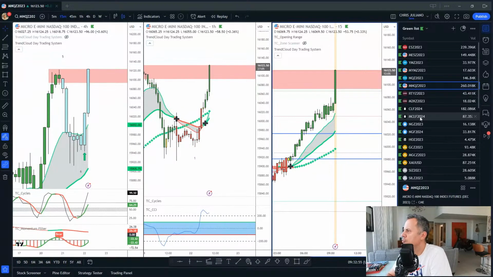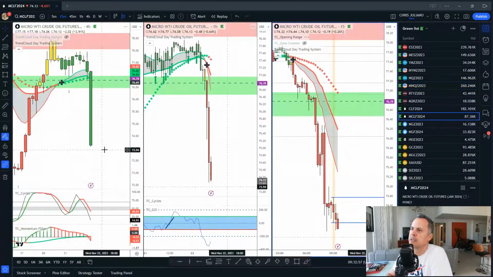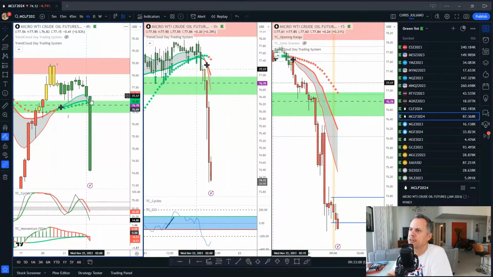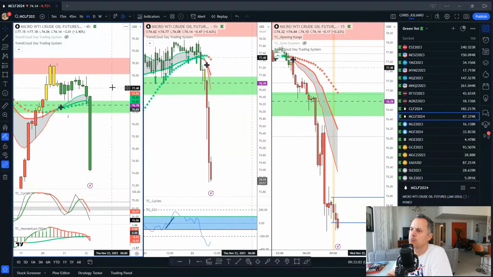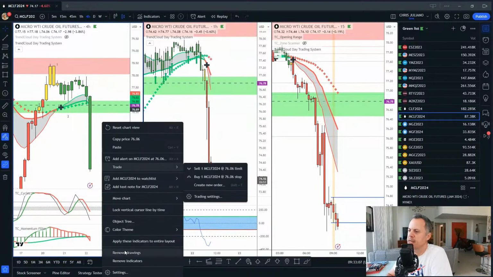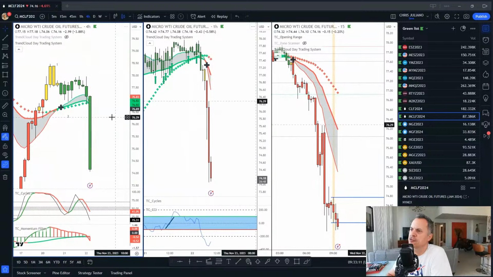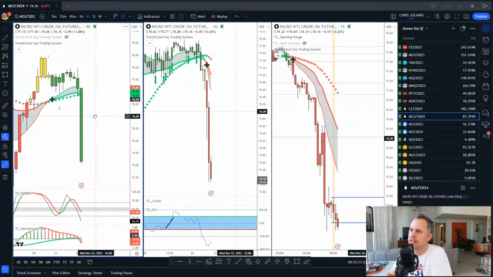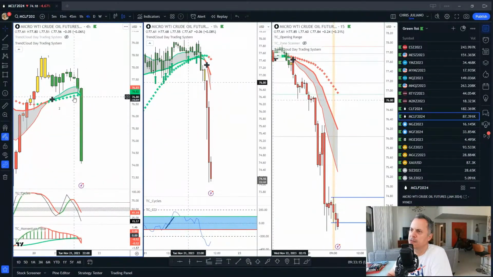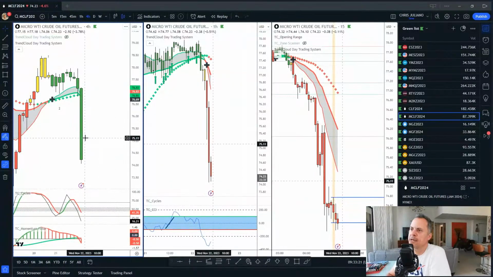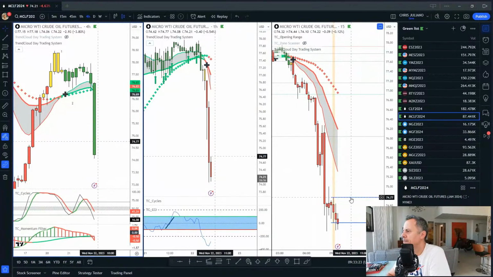All right, let's go over to crude oil, micro crude. And look at that. All right. So we have ripped through this demand zone here. Okay. Downtrend, and we are below the trend cloud, just about, if you can see it, just about to make a crossover there. Real nice move to the downside.